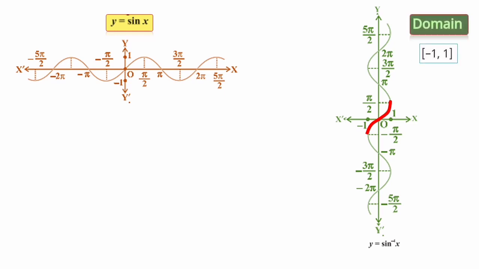Domain is the input we gave, that means the x values from -1 to 1. -1 to 1 is our domain, and the range is between minus pi by 2 and pi by 2. So this is the domain and range of sine inverse x, that means the restricted domain and range. That is, the domain is -1 to 1, and the range is minus pi by 2 to pi by 2.